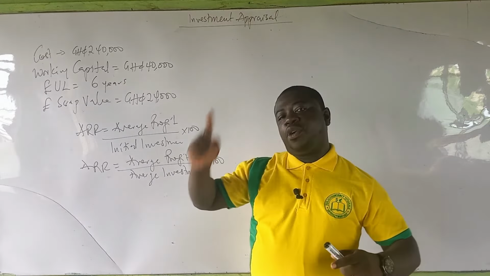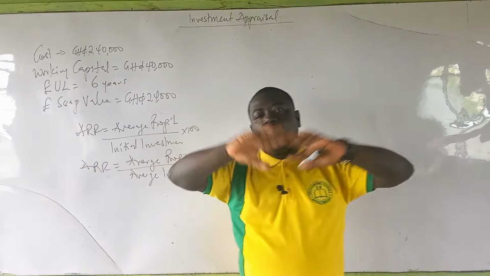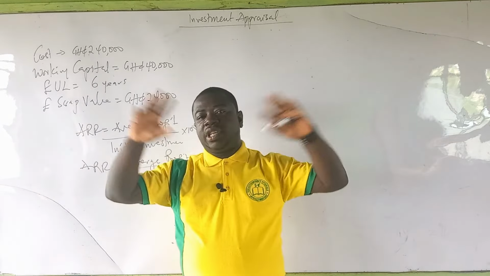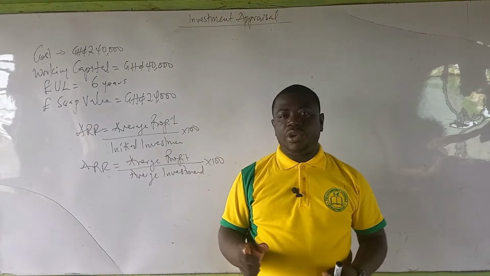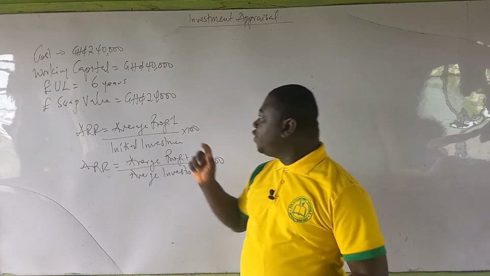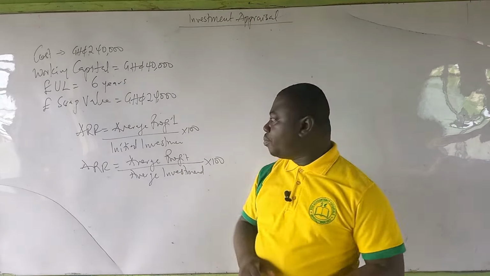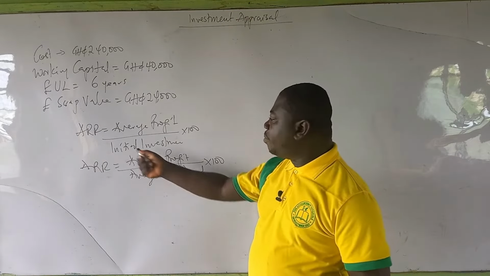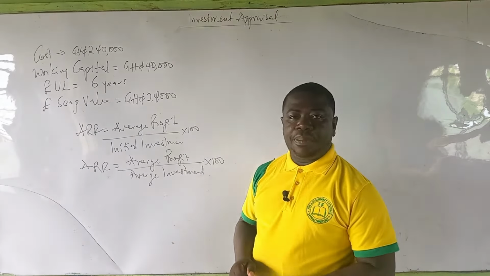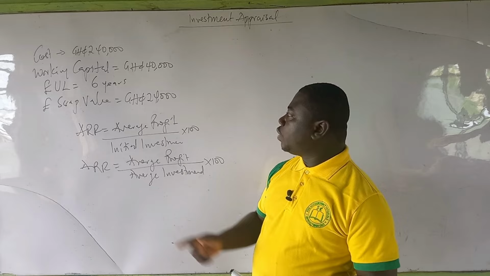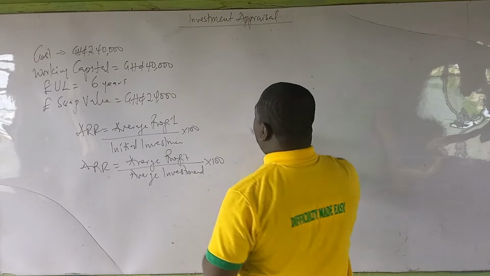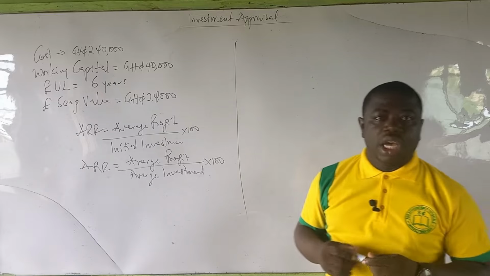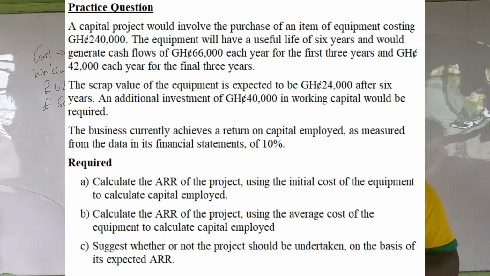So if you have a profit for the total number of years, we are going to add up all the cash flows, and then we are going to subtract the total depreciation. When we do that, we are going to get the total profit for the 6 years. And then we divide by 6 to get the average annual profit. And that is what we will use on the formula. And then we divide by the initial investment or the average investment, depending on the approach we are using. And so let us first find the average profit. Now, to find your average profit, you need to consider the cash flows. We are told that for the first 3 years, the project will generate cash flows of 66,000 each from the question. 66,000 each.